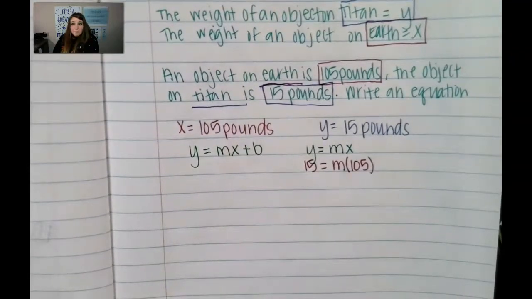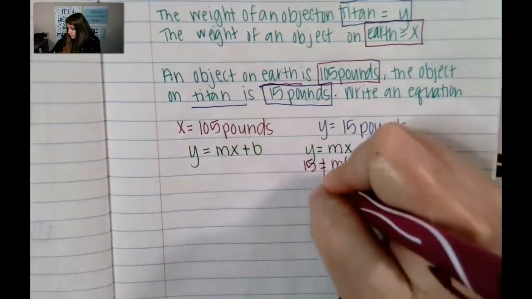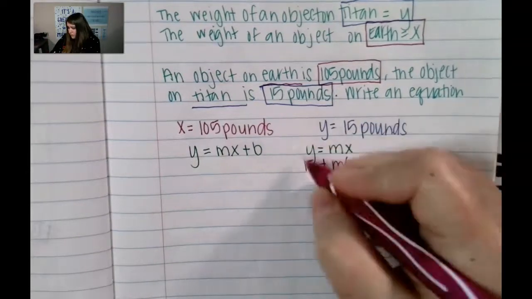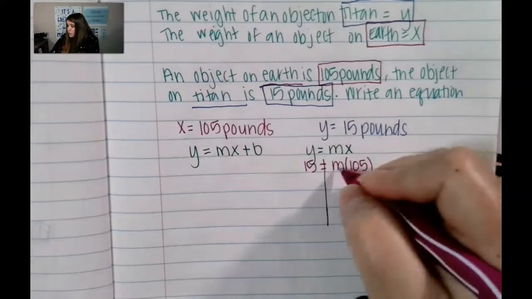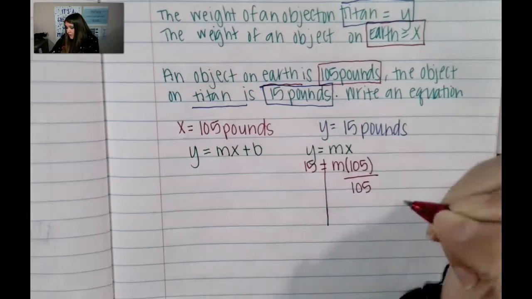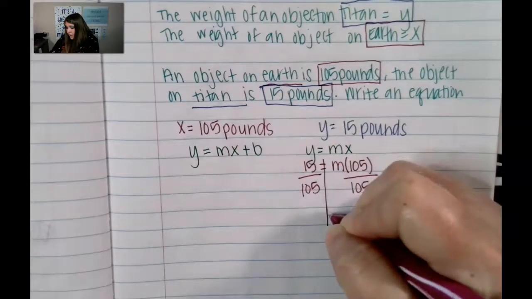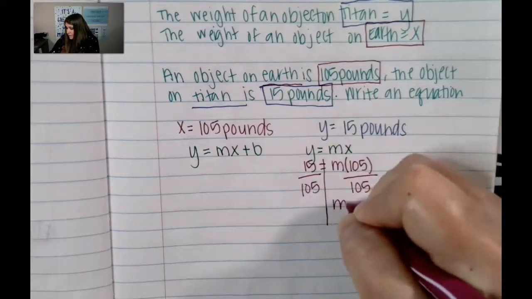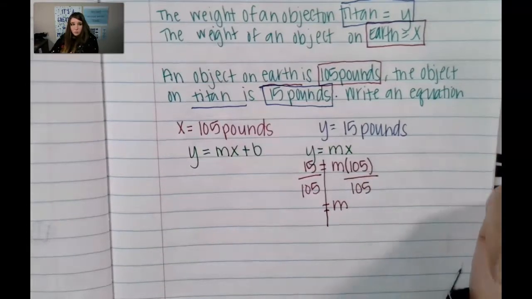Our job is to solve for the m so that we can use an equation over and over again. Maybe the object on Earth weighs more or weighs less, then we would still be able to graph it. So we've used substitution and we're going to draw our balance line. We have multiplication on this side, so we're going to divide by 105. And over here, we're going to divide by 105.